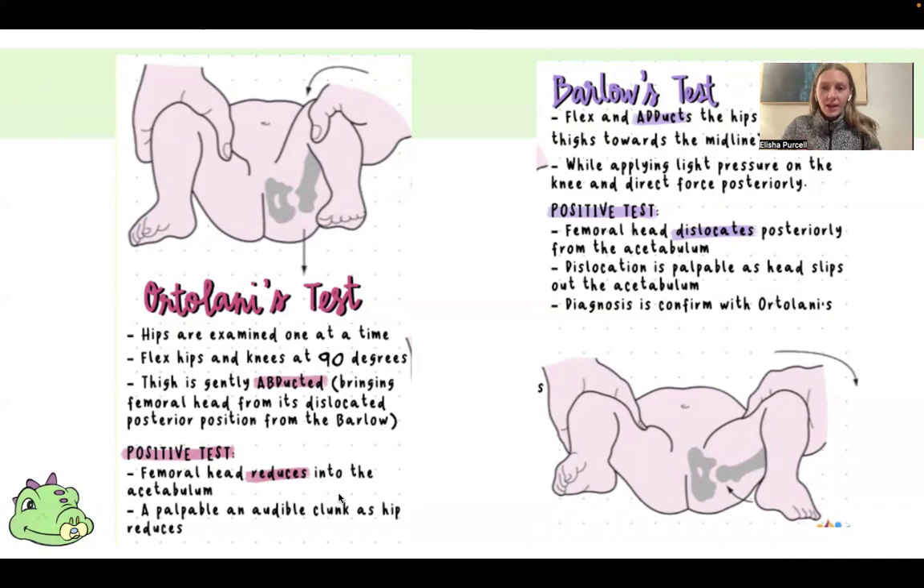Then after you do that, you open up the legs by adducting them. And a positive test is when you can actually palpably feel the femoral head slip out of the acetabulum. So they're used in conjunction, like I said: start with the Ortolani test and then do the Barlow's test.